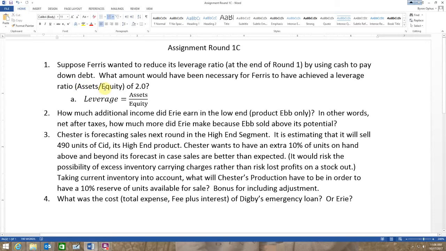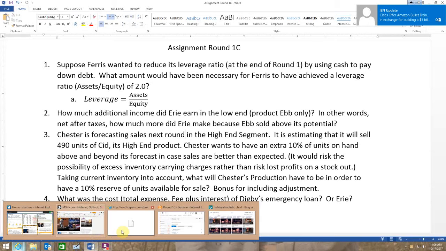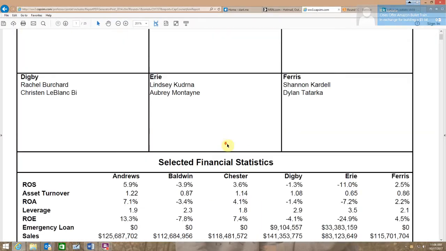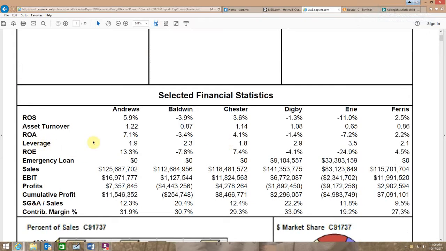Now, that's one that took me a little while to get used to, and I'm still not really, because we always use debt to equity ratios in banking, and so this one's just calculated a little bit differently, and it takes me a little bit to wrap my arms around it. But let's take a look then at what we might be talking about here. So, okay, we look here, leverage, and we come to Ferris. Ferris's leverage ratio is only 2.1, so it's not huge, okay?